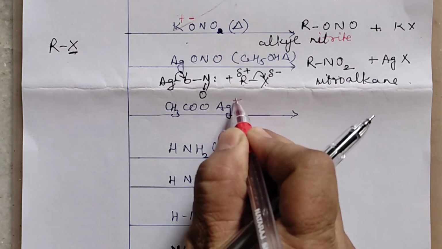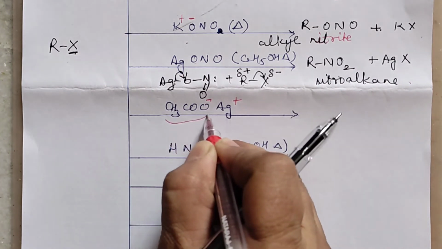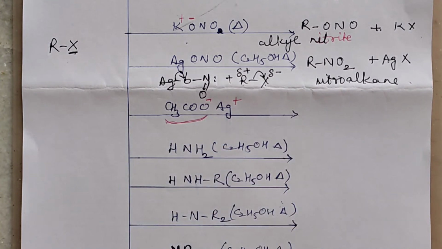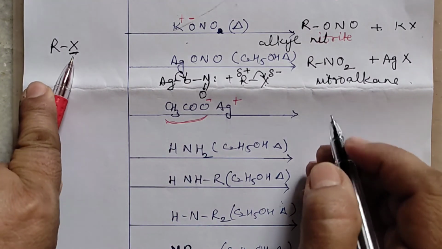It is Ag+ and this CH3COO minus. So what is the nucleophile in it? This one. Nucleus loving. So a negatively charged species is a nucleophile. So CH3COO minus is the nucleophile. So what will this do? It will take the place of this X.